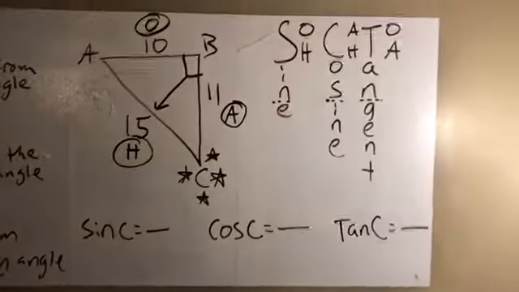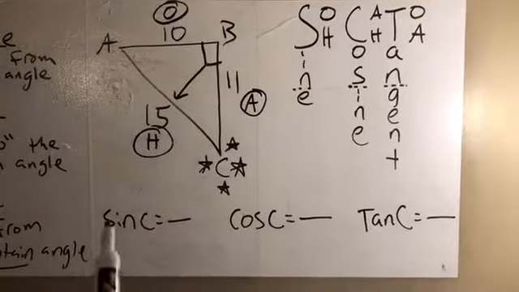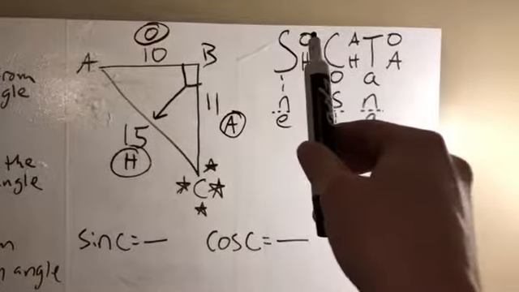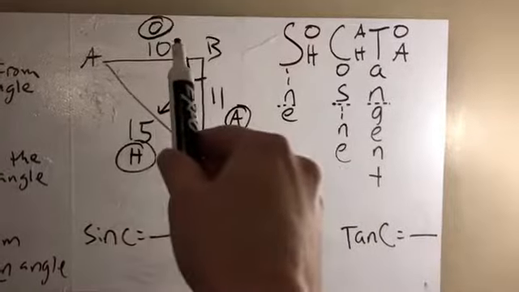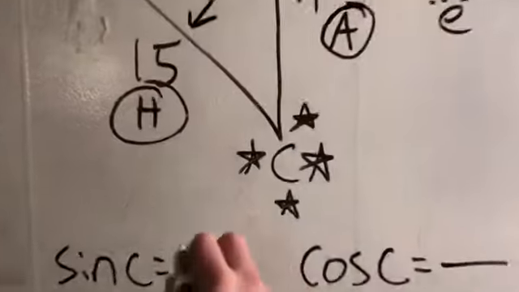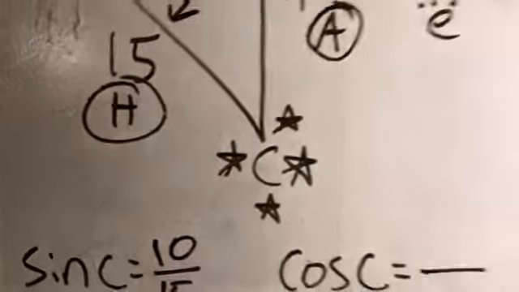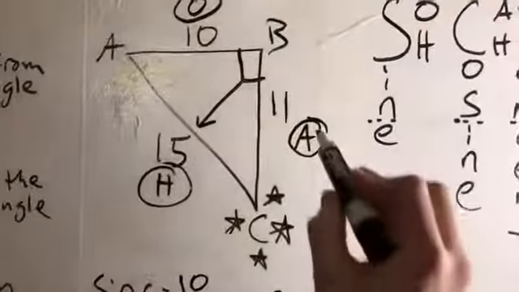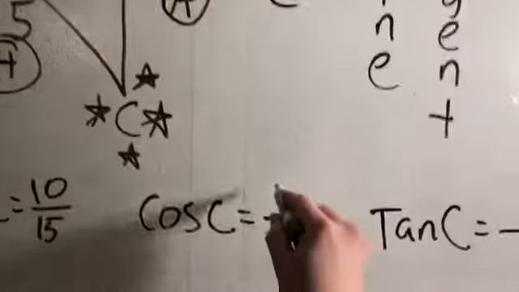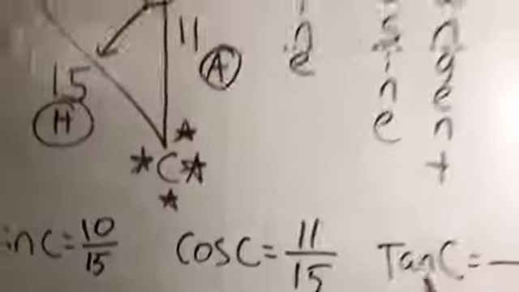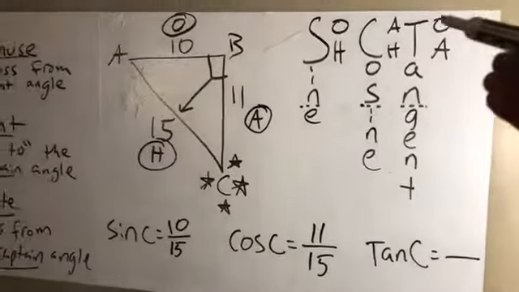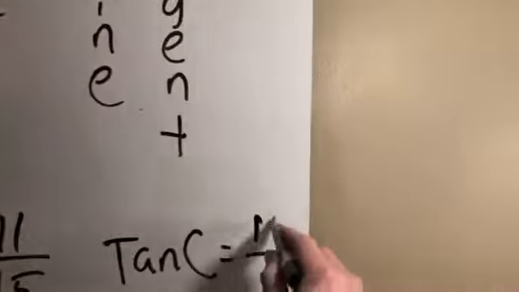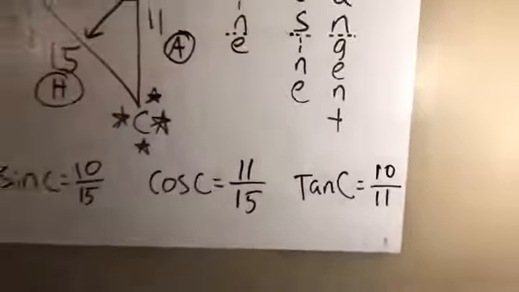Now we're going to set up our trig fractions for sine, cosine, and tangent. So whenever you want a sine problem, it's always O over H. So in this case, O over H, so it'll be 10 over 15. Cosine is always A over H. So I'll take A over H for cosine. And tangent is always O over A. 10 over 11. And those would be those three setups.